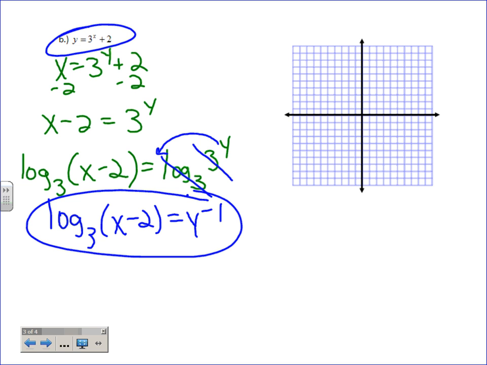But a rough sketch, because I did bring mine with me. Rough sketch, it'll do something like that. And the other one will do something like that. So the first one is right here.